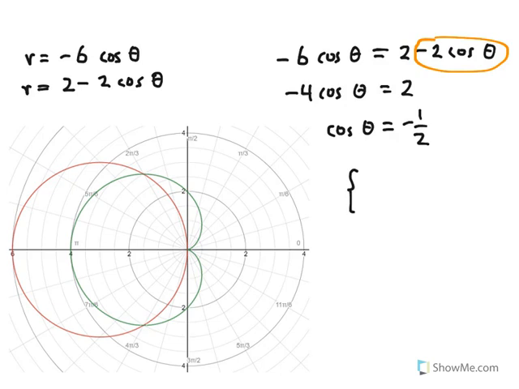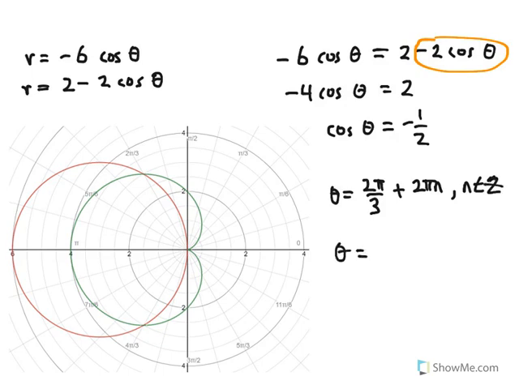What are the solutions of this trigonometric equation? Remember, cosine of theta is the x-coordinate of the point on the unit circle intercepted by the terminal side of an angle in standard position. And you get theta is equal to 2 pi over 3 plus 2 pi n, where n is an integer.